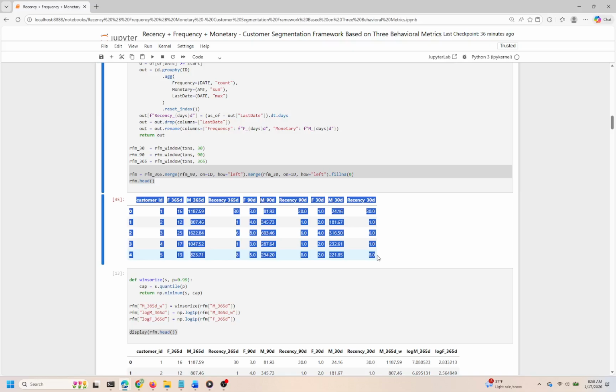Next, we apply the function to create 3 separate RFM data frames for each time frame, and subsequently merge them into a comprehensive dataset. This final RFM table will show a consolidated view of customer activity across all time periods, filling in any gaps with zeros for customers who didn't engage in certain time frames. The output allows us to quickly gauge customer engagement and spending patterns.